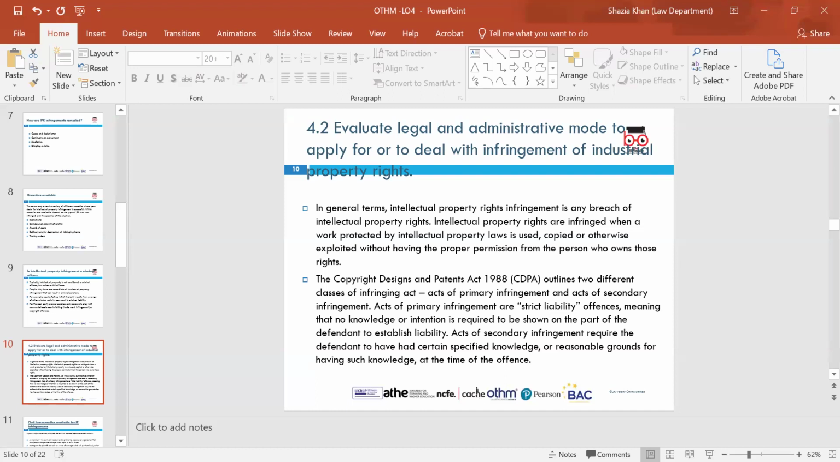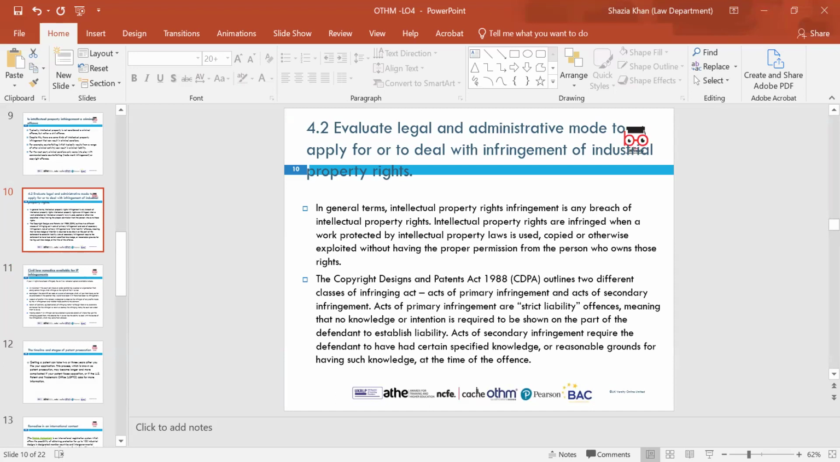The Copyright, Designs and Patents Act 1988, CDPA, outlines two different classes of infringing acts: acts of primary infringement and acts of secondary infringement. Acts of primary infringement are strict liability offences, meaning that no knowledge or intention is required to be shown on the part of the defendant to establish liability. Acts of secondary infringement require the defendant to have certain specified knowledge or reasonable grounds for having such knowledge at the time. So they know what they are doing at the time of the offence. So they need to be taken into account.